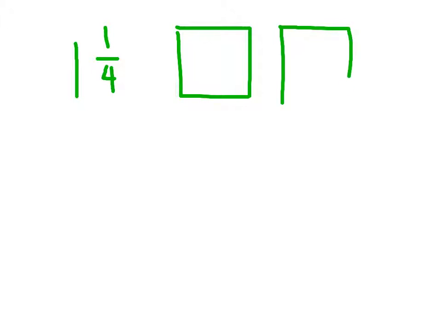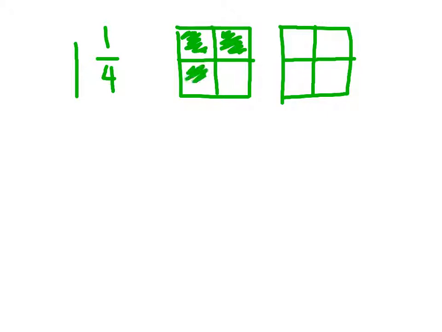I know since it's 1 1/4, I'm going to need 2 blocks or 2 arrays. And since we know that it's going to be fourths, I'm going to cut both my models into fourths. So I have a whole, so I'm going to color in my whole. So there's 1 1/4. Would you agree? I would agree.